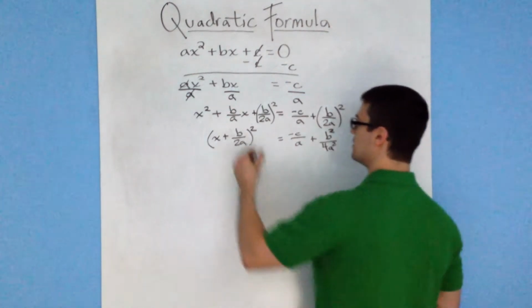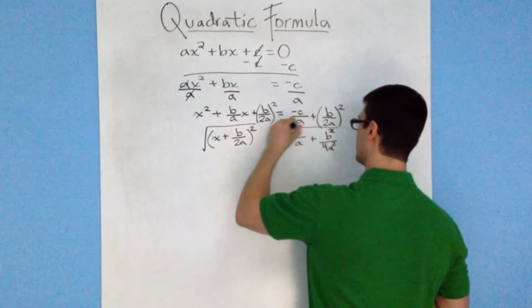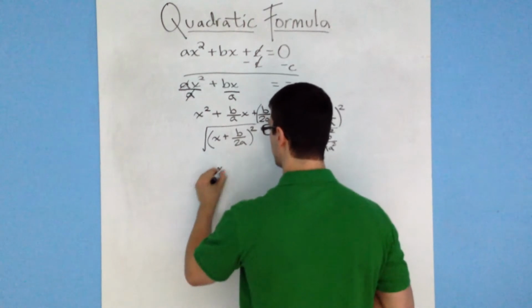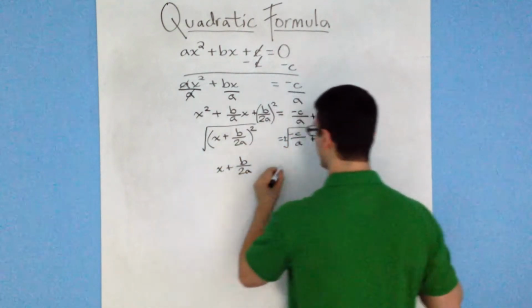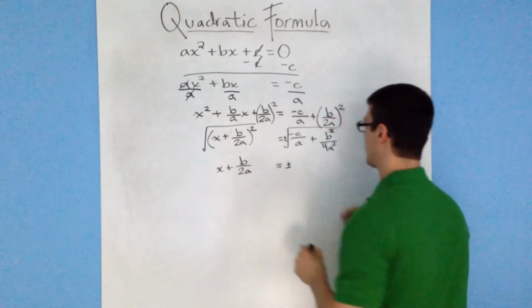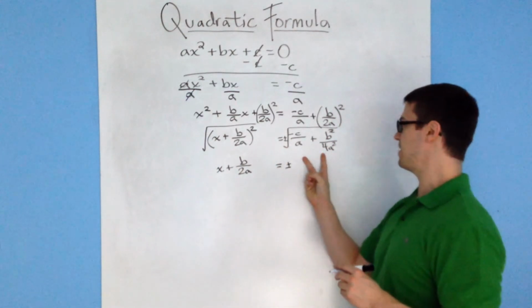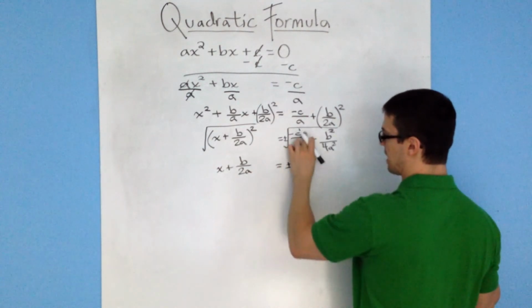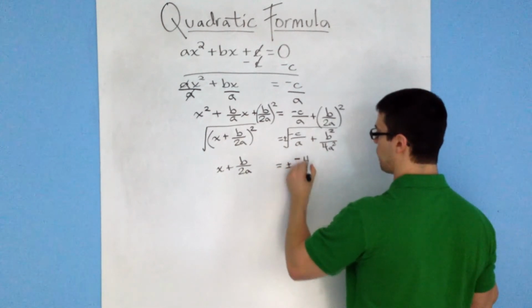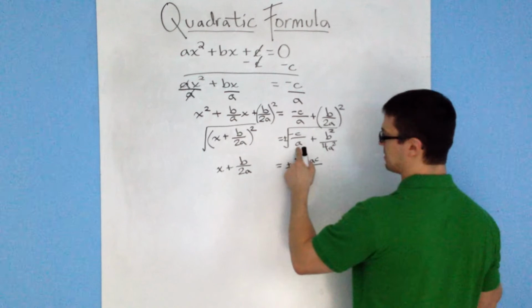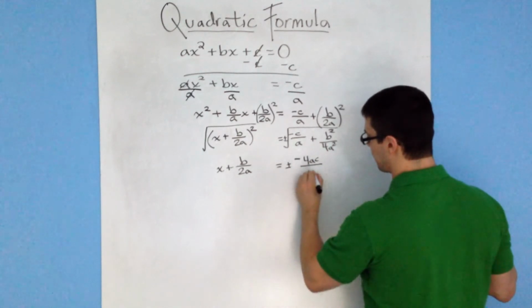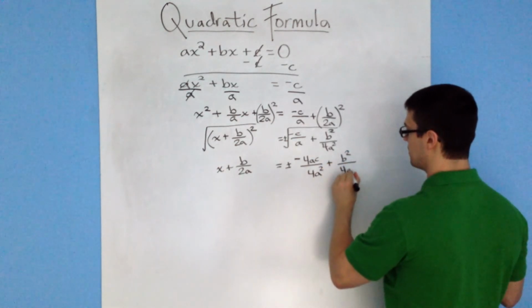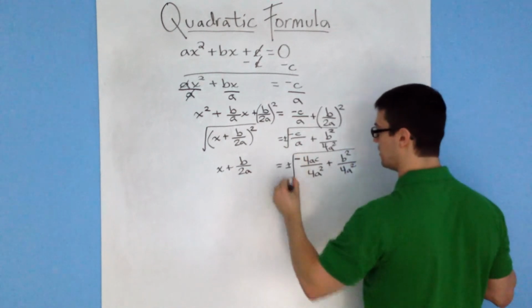Okay? From here, I'm going to take the square root of both sides. Make sure you use the square root property, so you have a plus and a minus here, and you end up with x plus b over 2a is equal to plus or minus. Okay, so now I'm going to make these common denominators, just to simplify this a bit. The greatest common denominator between these would be 4a squared. So I'm going to multiply both the top and the bottom here by 4a. So you're going to end up with negative 4ac divided by 4a squared. So now the denominators will match, like so, and I still have the square root of all this.